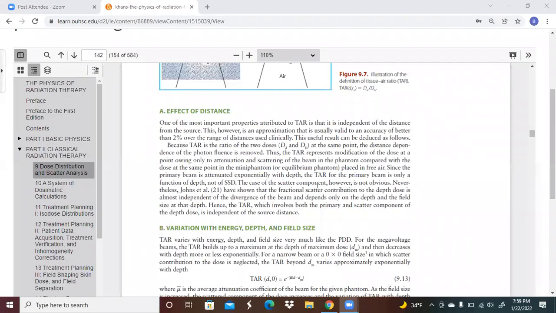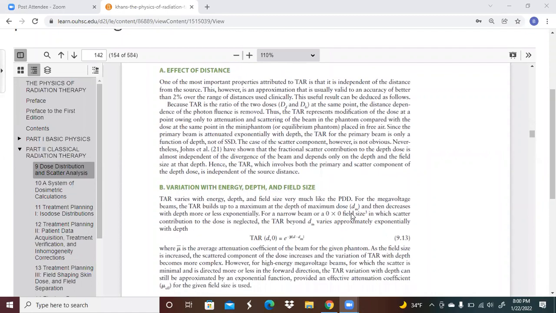So again, the most important property for the TAR or tissue to air ratio is that it's independent of the distance from the source. It is an approximation that is usually valid to an accuracy of better than 2% over the range of distances used clinically. Because the TAR is a ratio of two doses at the same point, the distance dependence of the photon fluence is removed.